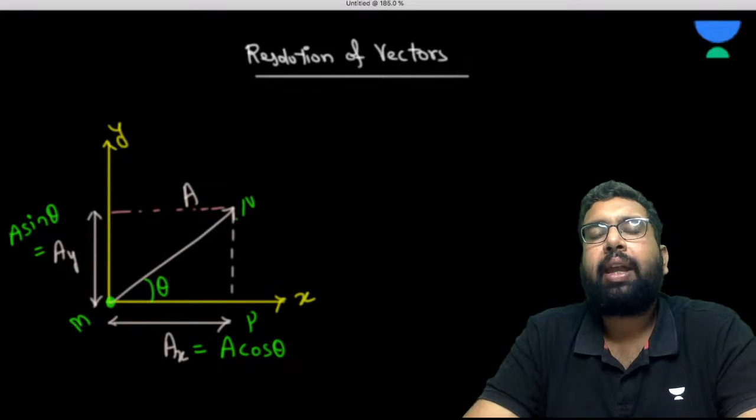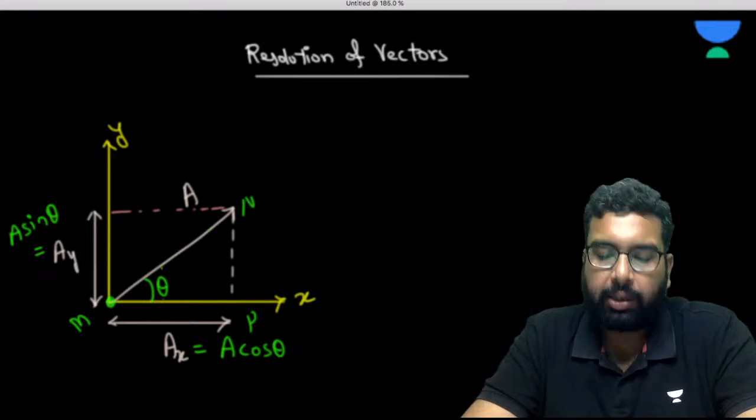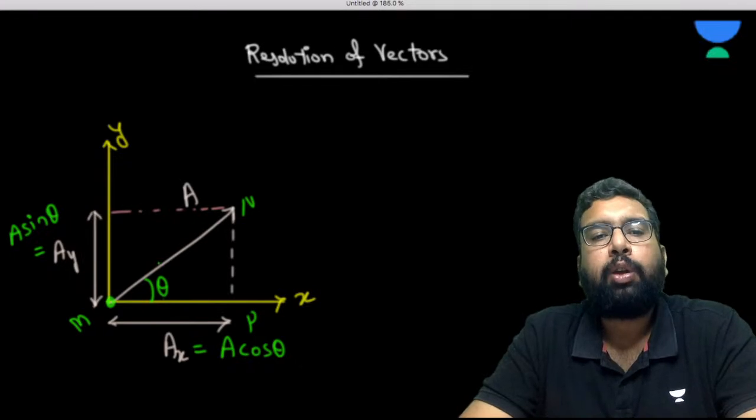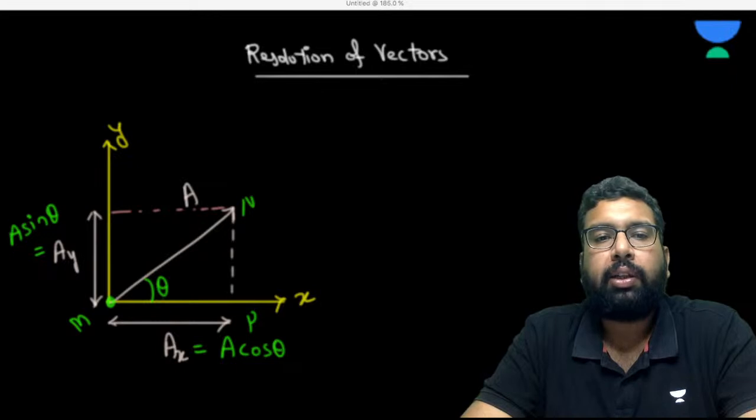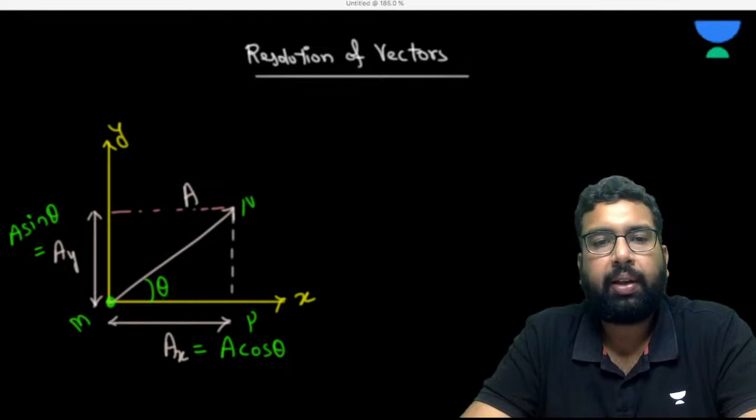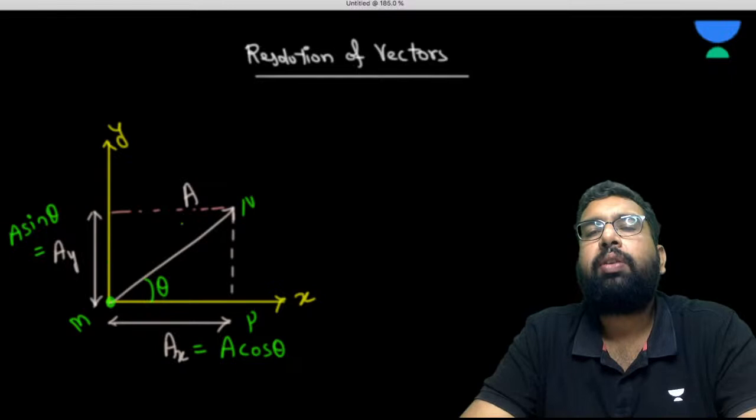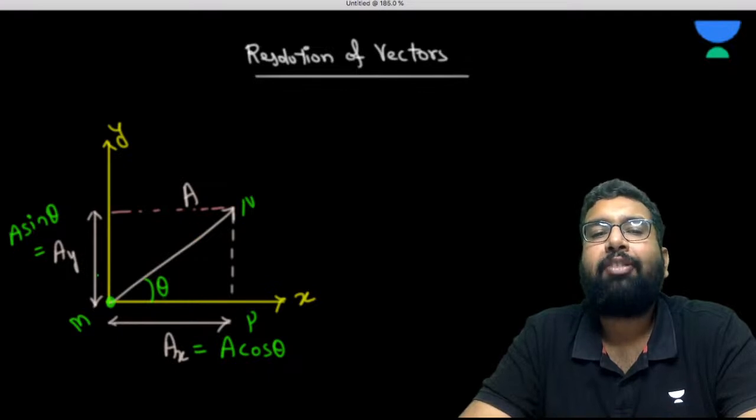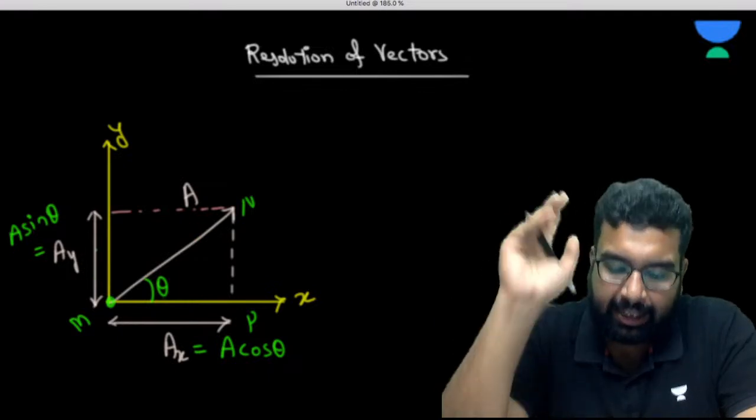See, we have this triangle MNP, this angle is theta, and this is the hypotenuse, and the length of this hypotenuse is A, because the magnitude of the vector is given by the length of the vector. So the length of this MN is obviously A. So the component of this vector in x direction is going to be A cos theta, and in y direction it is going to be A sin theta.